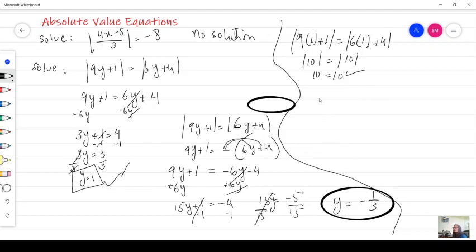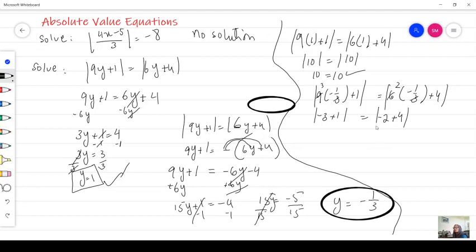Let's try negative 1/3. I'm going to have 9 times negative 1/3 plus 1 within the absolute value, and 6 times negative 1/3 plus 4 within the absolute value. When I solve this, it gives me negative 3 plus 1, and this one simplifies to negative 2 plus 4 within the absolute value. This is going to give me 2 when I take it out from the absolute value, and this is also going to give me negative 2.